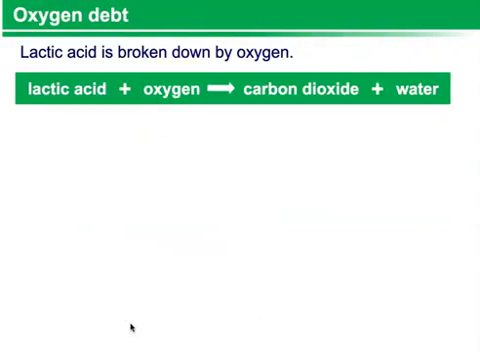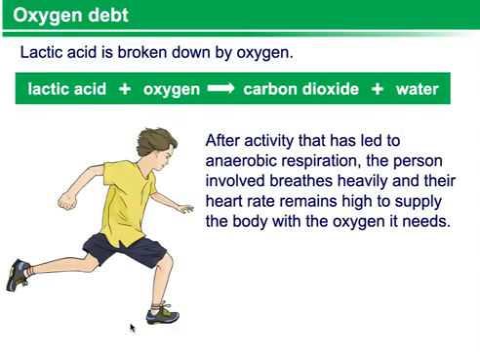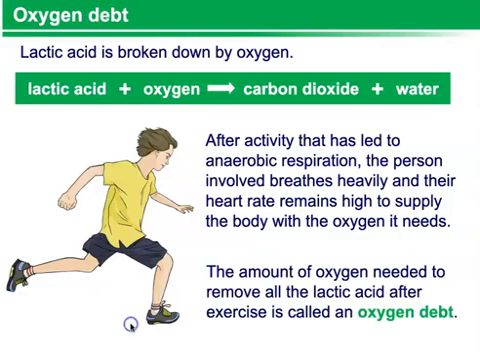Oxygen debt. Lactic acid is broken down by oxygen. Lactic acid plus oxygen gives carbon dioxide and water. After activity that has led to anaerobic respiration, the person involved breathes heavily and their heart rate remains high to supply the body with the oxygen it needs. The amount of oxygen needed to remove all the lactic acid after exercise is called an oxygen debt.